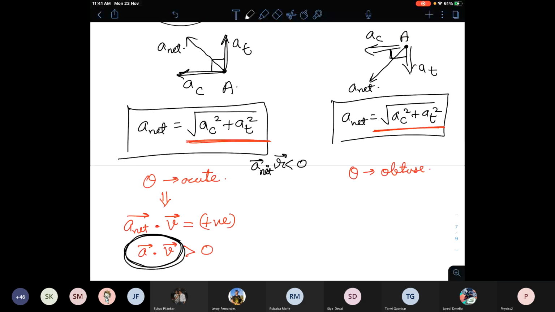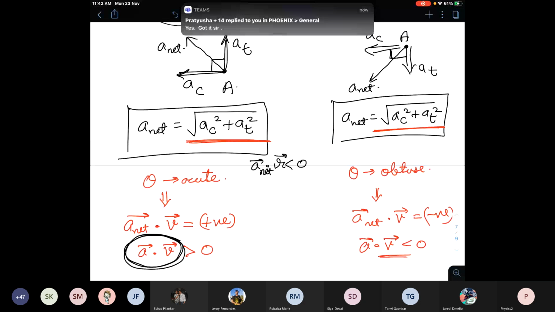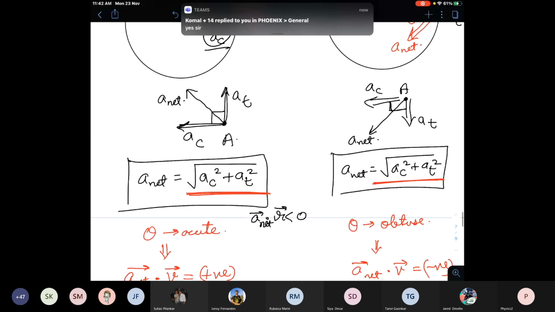Simple. Okay, so that is what we will write here, that a net dot v in the second case will be negative because cos of obtuse angle is negative. So a dot v comes out to be less than 0. Okay, is it clear? And if you want with respect to r, we can discuss that also. Okay, but it won't be useful. They don't try to talk about it, but still, if you want it, we can discuss it.